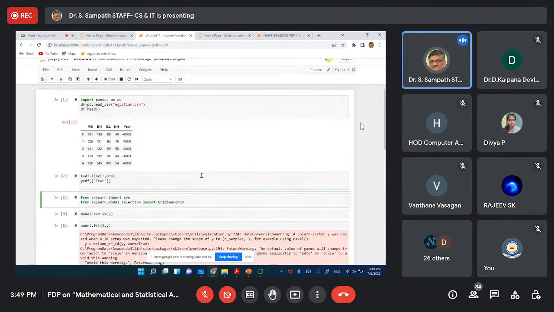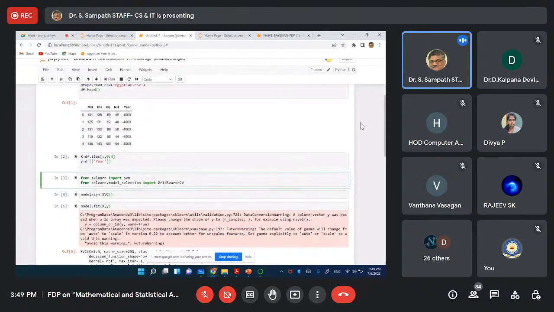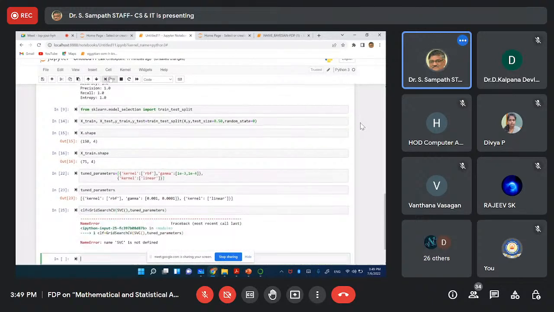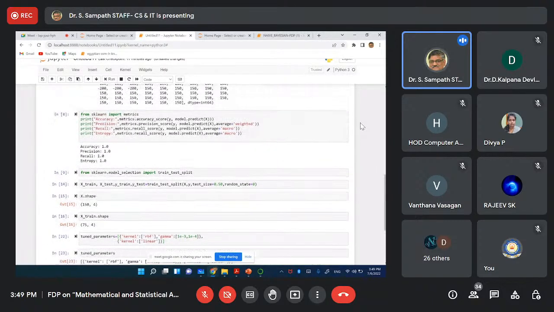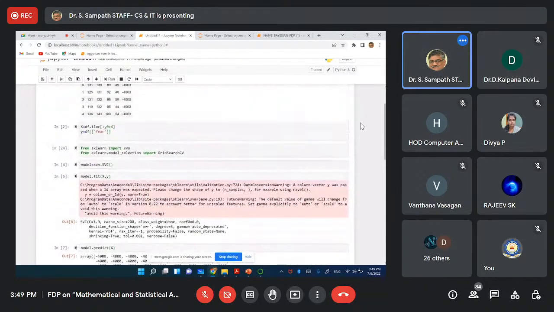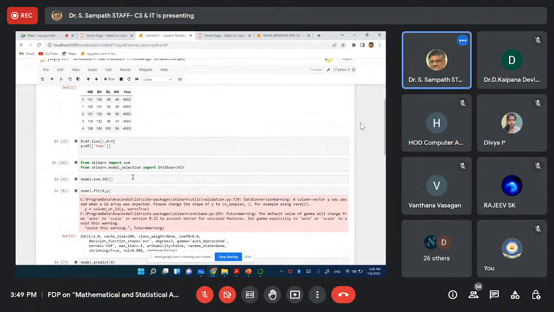First, let me run this, otherwise it will give an error. Let it go there. Yeah, so it is gone. Now let me check whether it is free from errors. SVC is not defined. Why? I have defined the support vector classifier now. So from sklearn, let me have SVC.